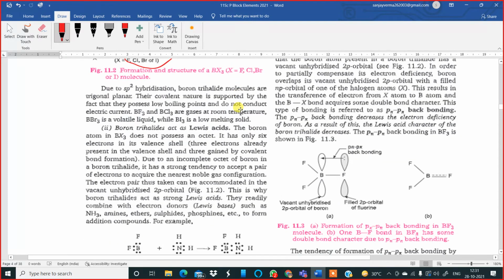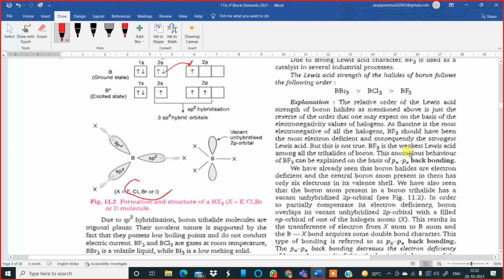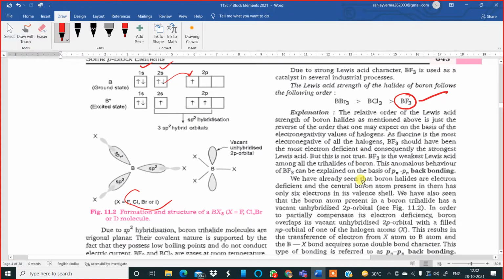Then after that, I request you all to practice these Lewis structures: boron trifluoride ammonia complex. It is an addition compound. Then if you look at the second column on this page, the Lewis acid strength of halides of boron follows this order. That means strong Lewis acid is on this side. The explanation is over here, but it is not required. You can leave it out.